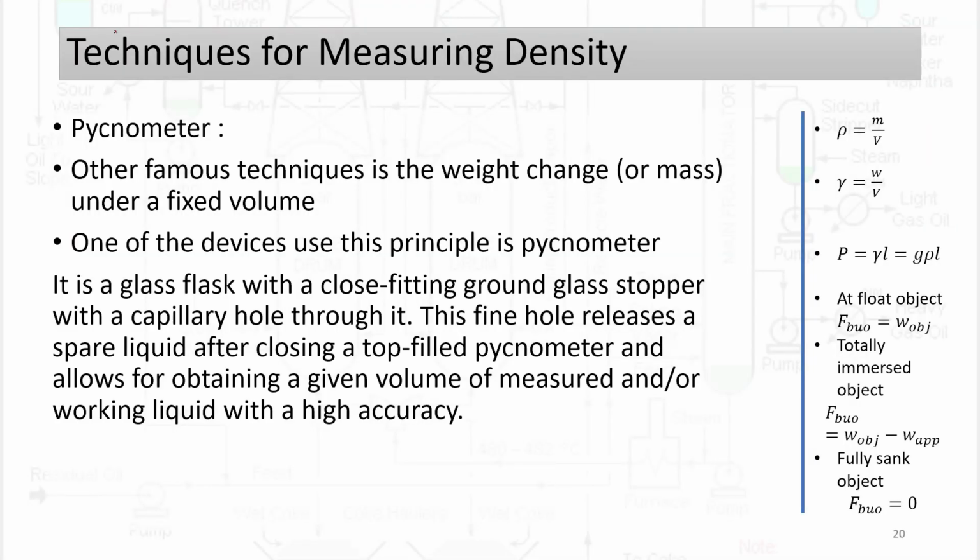Okay, another type of measurement device that measures density is the pycnometer. A pycnometer is a device that measures the density by fixing the volume. It is a glass flask with a close fitting ground glass stopper with a capillary hole through it. This fine hole releases spare liquid after closing a top-filled pycnometer, and allows for obtaining a given volume of measured and working liquid with high accuracy.